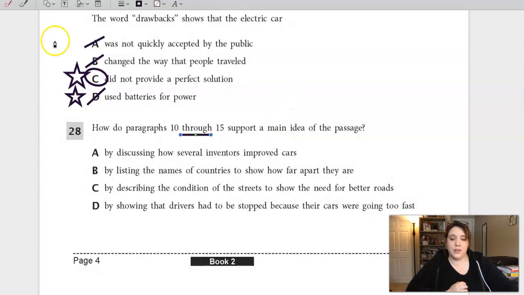Now, a lot of you guys might say, okay, I know what through means, but a lot of us, just because we like to rush to get done, we don't actually follow this direction and we just skim through it real fast. But the whole point of going back is to read paragraphs 10, 11, 12, 13, 14, and 15. That's 6 paragraphs that we need to go back and reread in order to figure out what the main idea is.